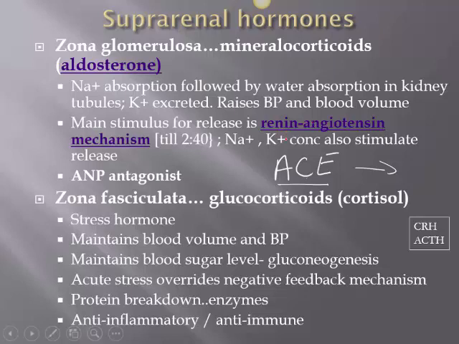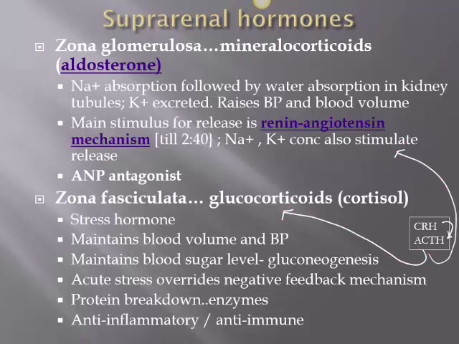Okay. Let's look at the next region, which is zona fasciculata. This produces glucocorticoids, of which cortisol is the main hormone that we will talk about. This region, zona fasciculata, is mainly under that loop, corticotropin releasing hormone from the hypothalamus, which acts on the anterior pituitary, causing ACTH or adrenocorticotropic hormone to be produced. And this adrenocorticotropic hormone acts mainly on the zona fasciculata. It does act on the zona glomerulosa, but not as much.